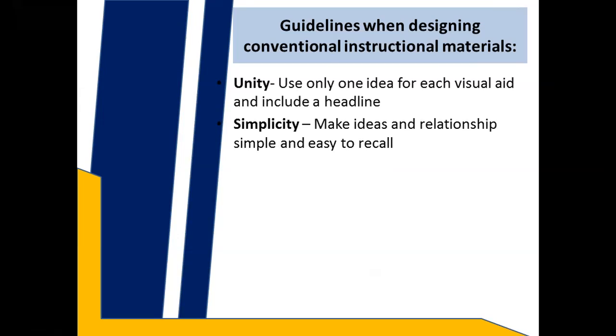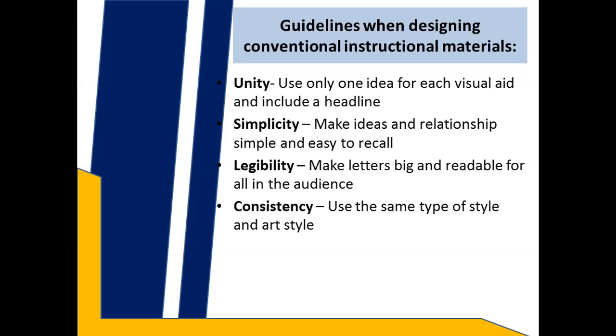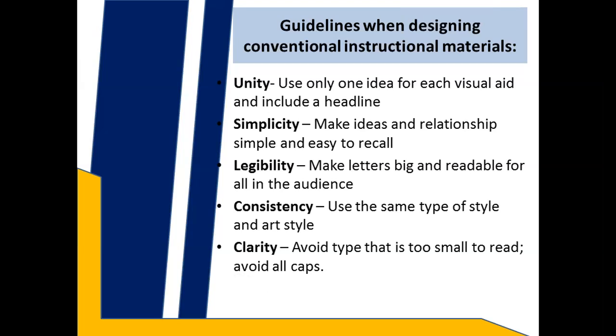Okay. The third is legibility. As I have mentioned earlier, that you will be using letters which are legible or can be seen by the person at the back. Make sure it is big enough that can be seen by the last person sitting at the back in the classroom. Okay? And then consistency, meaning use the same type of styles and art style. Okay? And then clarity, meaning to avoid any type that is too small to read or avoid all capital letters.